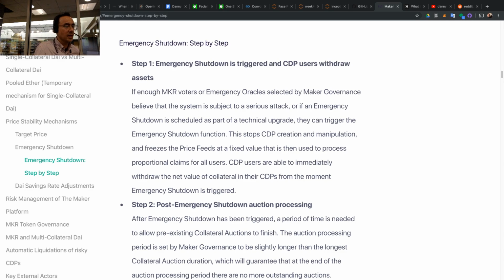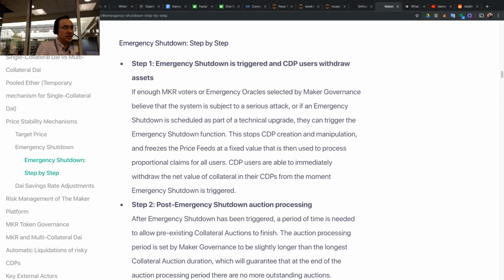Okay. Emergency shutdown is triggered and CDP users withdraw assets. Oh, okay. So withdraw assets. What does it mean? Means you just surrender your DAI and then you get your collateral back.